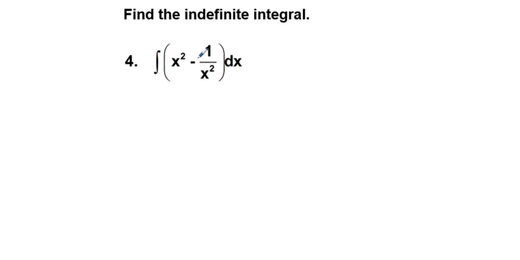Problem number 4, we have, find the indefinite integral. We have the integral of quantity x squared minus 1 over x squared dx. What we'll do for this one is separate into 2 parts, distributing the dx to each term. So we have the integral of x squared dx minus 1 over x squared dx. Oops, I forgot the little integral symbol, didn't I? Minus the integral of 1 over x squared dx.